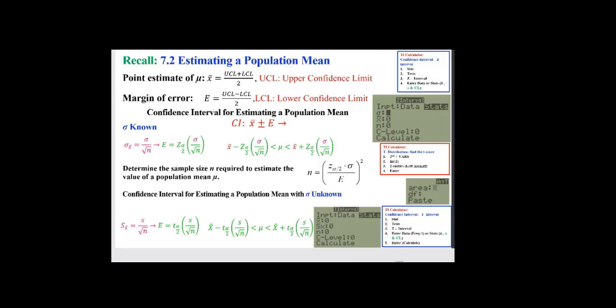Now, it's important to know that most of the time sigma is unknown. When sigma is given, we can calculate the value of N as Z sigma over E quantity squared, and as always, we round up when we're looking for a sample.